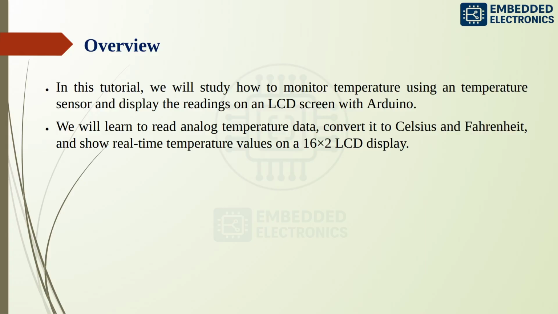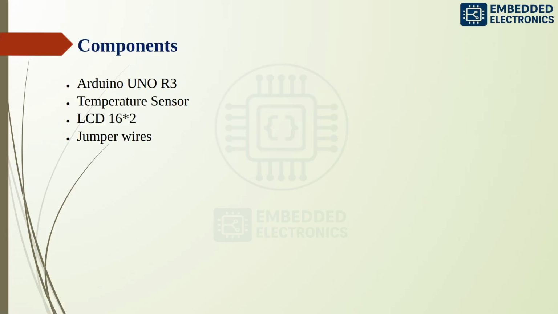So in this tutorial we will study how to monitor temperature using a temperature sensor and display the readings on an LCD screen with Arduino. We will learn to read analog temperature data, convert it to Celsius and Fahrenheit, and show real-time temperature values on a 16x2 LCD display. The required components are Arduino, temperature sensor, LCD and jumper wires.